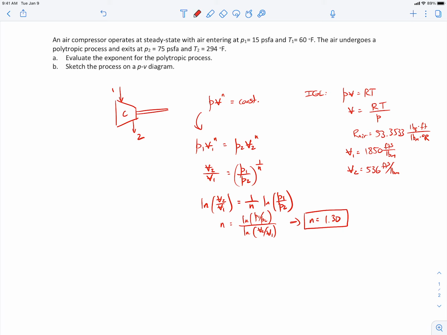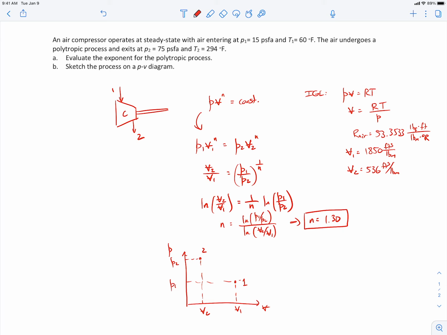All right, so the next part of the problem is to sketch the process on a PV diagram. So there's pressure, specific volume. The pressure increases as we go from state 1 to state 2. That's because we're dealing with a compressor. Compressors increase the pressure. And also, since it's being compressed, you'll see that the specific volume also decreases. It goes from 1850 to 536. So that means our state 1 is going to be over here. There's our v1 and our P1. State 2 will be somewhere here, P2 and v2.